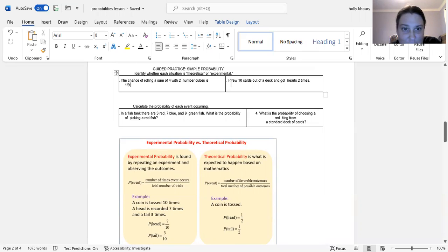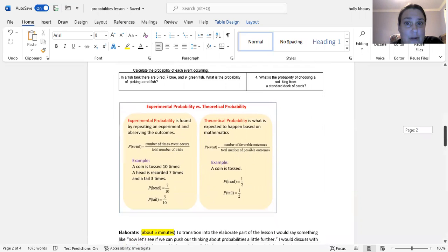Rather than just answering, I would wait for student responses. The next set of guided practice are where we would actually work problems, and they are examples of each type.